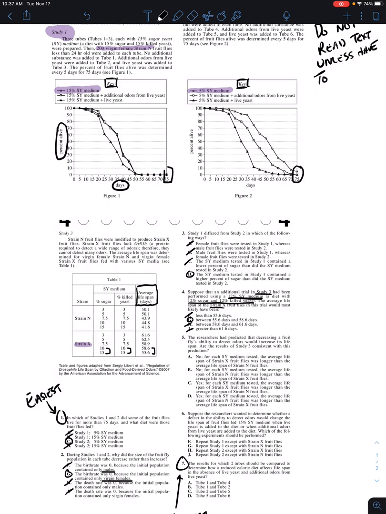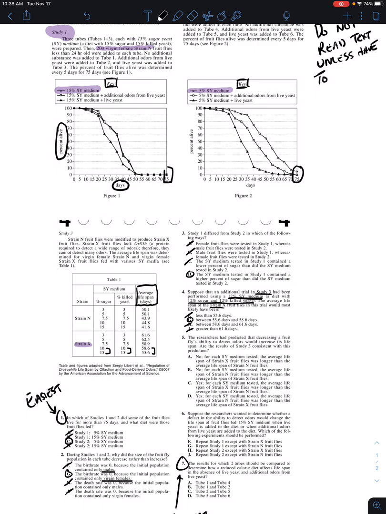Study 3, we don't know which of strain X or strain N can smell or not, so we're going to have to read. We're going to start wherever we see strain X or strain N. It opens up and says, strain N fruit flies were modified to produce strain X. Strain X fruit flies lack OR83B, a protein required to detect a wide range of odors. Therefore, they cannot detect many odors. So we know that strain X is the one that cannot smell.